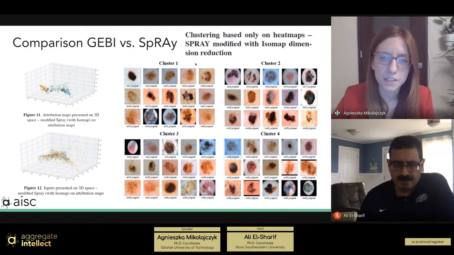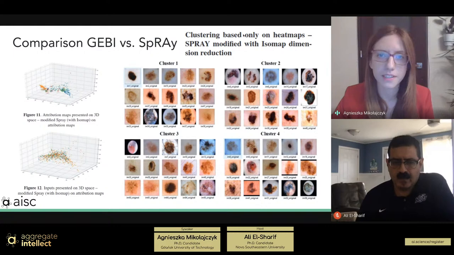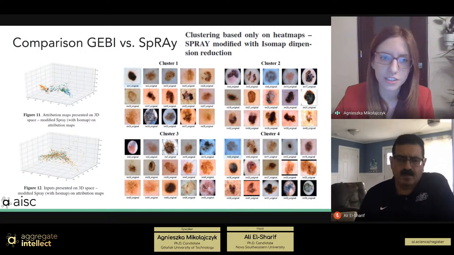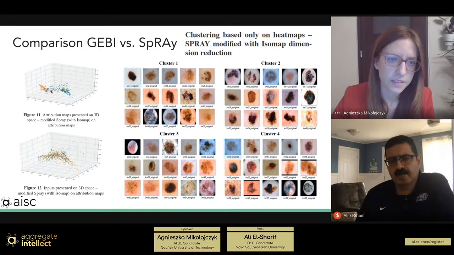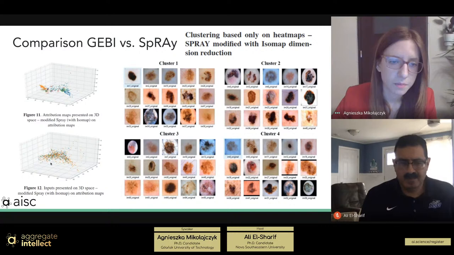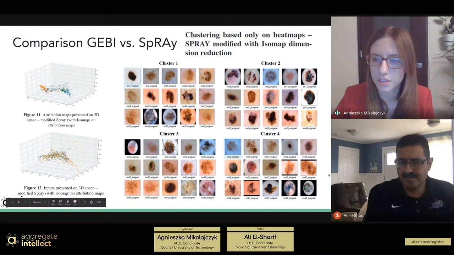Then we repeated experiments with clustering based only on heat maps, but with Isomap dimensionality reduction. So we didn't resize the images as in the original SpRAy, but we reduced them with Isomap dimensionality reduction. We achieved four different clusters, and here you can see that maybe they are not very well separated, but it looks still a little bit better, and it's easier to interpret than the last one.